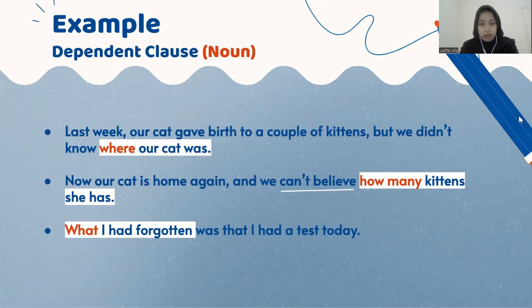And number three, what you're seeing here is a noun clause as a subject. What I had forgotten was that I had a test today. What I had forgotten here acts as a subject, which is then followed by was as a verb and another noun clause, that I had a test today, as a noun. So that's all for the examples of the dependent clause type noun.